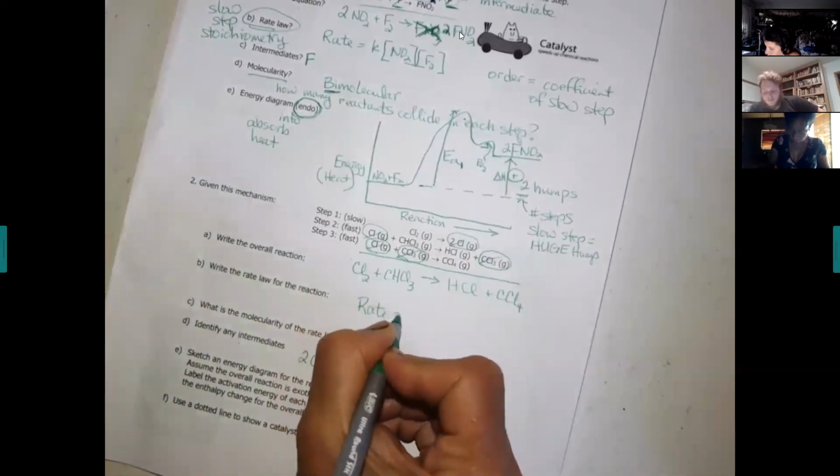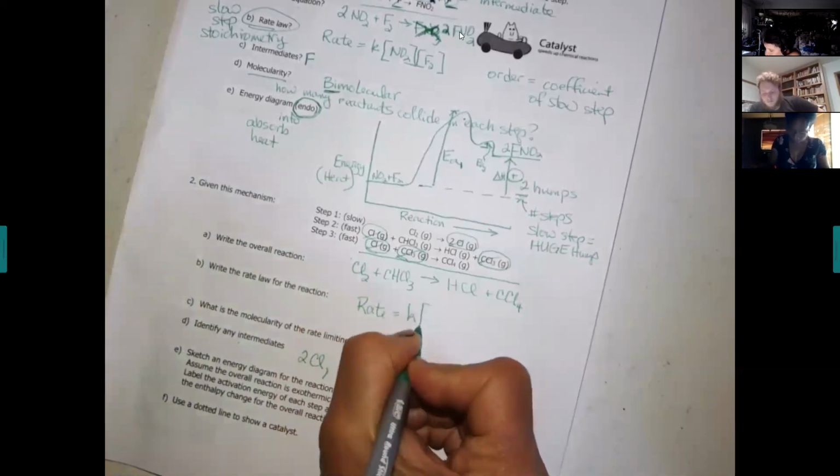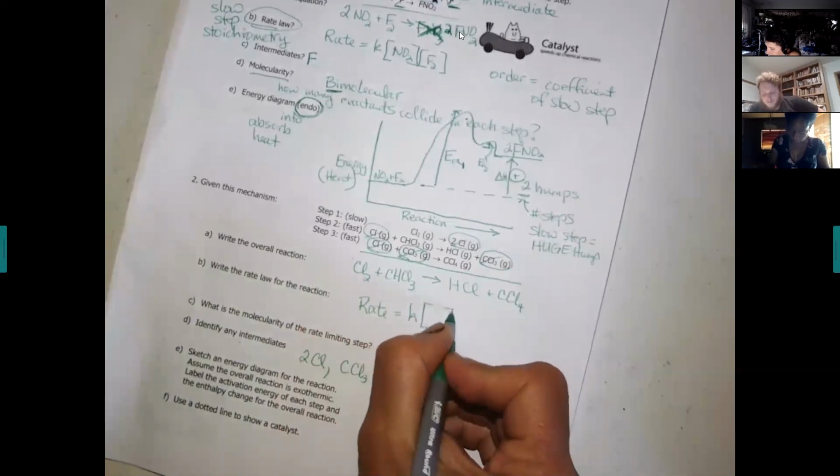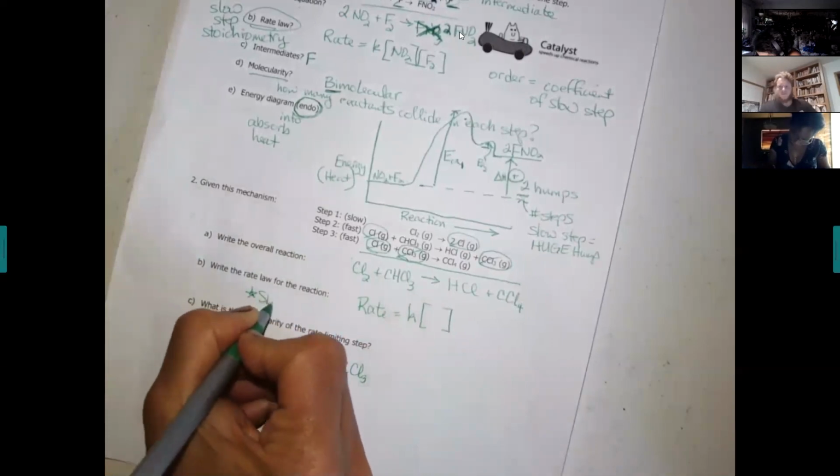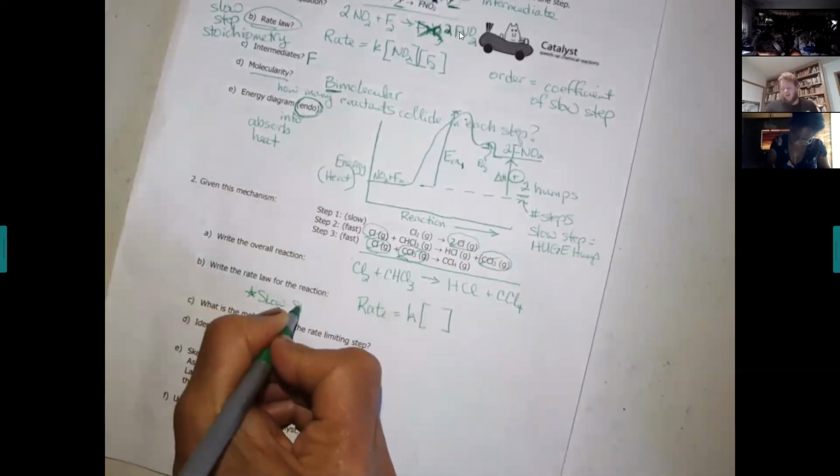Always write rate equals little k, and then we put our bracket. The rate law is always: you look for the slow step. The slow step is, so if we went, this is the analogy I always give in class.